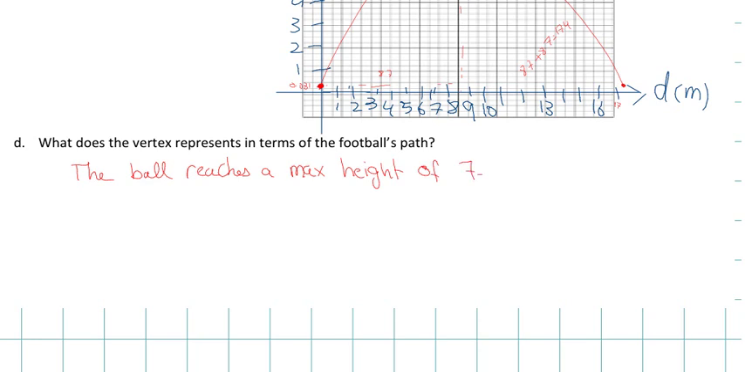How far away from the kicker? 8.7 meters away from the kicker. Right? So if I kicked it here, the ball is going to reach a maximum height of 7.6 meters, which is way too high. Okay? 8.7 meters away from me. That guy can't kick. Can't kick? I don't know. Can kick better than me.